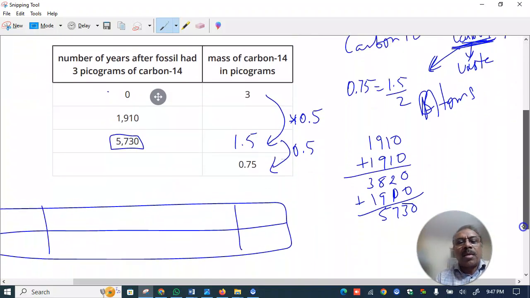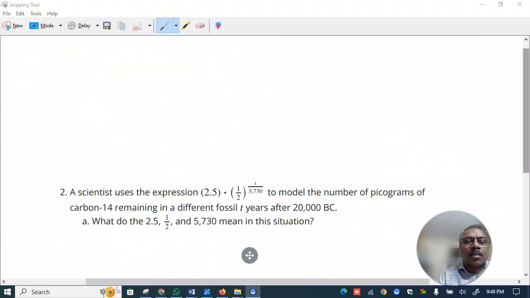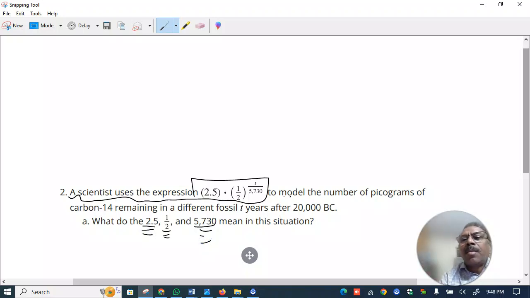So now I have one more question. This completes the first part. The second part is: a scientist uses the expression 2.5 times one half raised to x over 5730. So what do you think this 2.5 means? What does half mean? What does 5730 mean? Remember the exponential function is a times b raised to x.